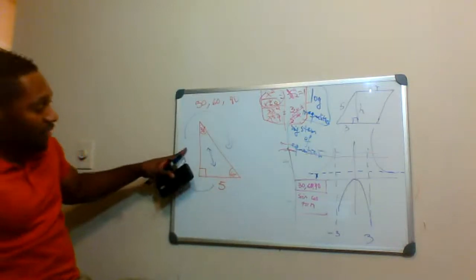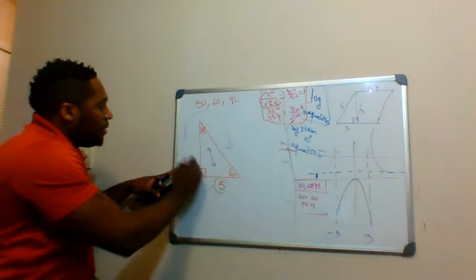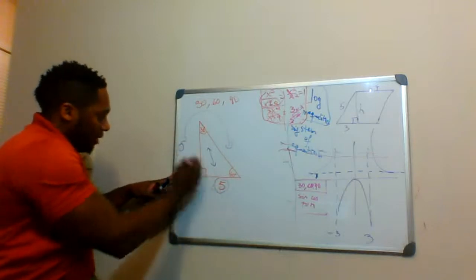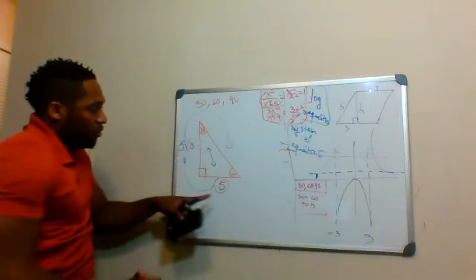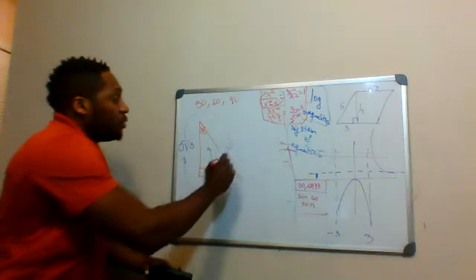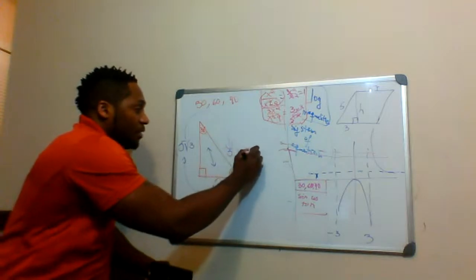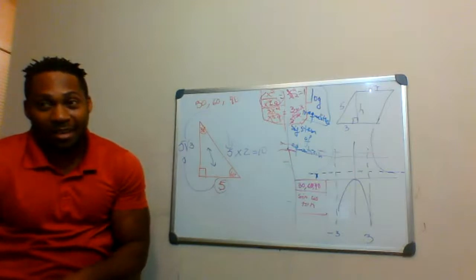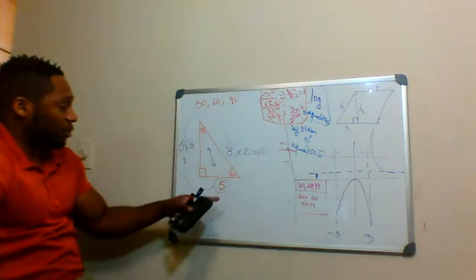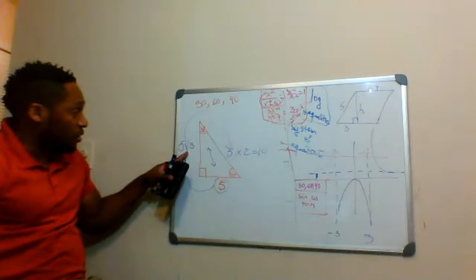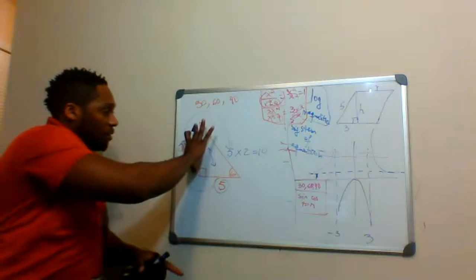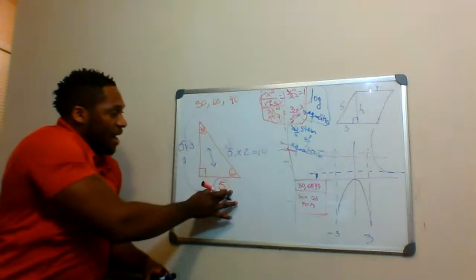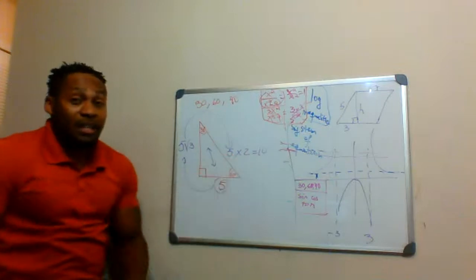In order for me to get this side, it would be 5, that length, multiplied by the square root of 3. And then the hypotenuse would be 5 multiplied by 2, which is 10. And that's it. That's all you need to do for this one. That's 5 multiplied by the square root of 3 to get the middle side, and then 5 multiplied by 2 to get the biggest side.